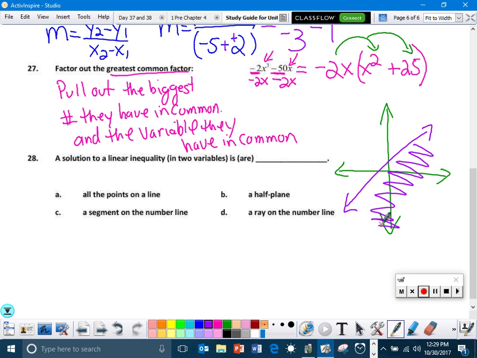Okay, well, look at what I just drew. Is that all points on a line? No. Is that a segment on a number line? No. Is it a half plane? Yes. Okay, it's not a ray. So yes, it's a half plane.